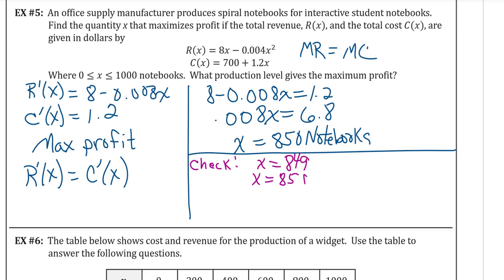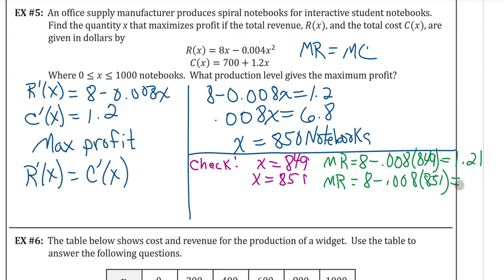All right, so for 849, our marginal revenue is going to be 8 minus 0.008 times 849. Putting that in our calculator, we get 1.21. And then for 851, our marginal revenue is going to equal 8 minus 0.008 times 851, and we get 1.19.